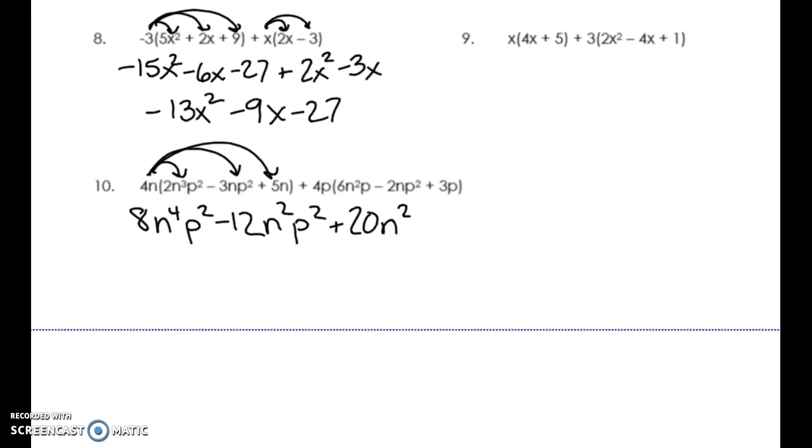Okay, then we're going to do the same thing with the next set of parentheses. So now I'm distributing 4p through. So 4p times 6n squared p. So do my coefficients first. 4 times 6 gives you 24. Is there anything to multiply that n by? No, so I just write n squared. Try to keep it in the same order. If you start going n and then followed by p, try to keep doing that throughout. It'll make your life easier. And then p times p gives us p squared.